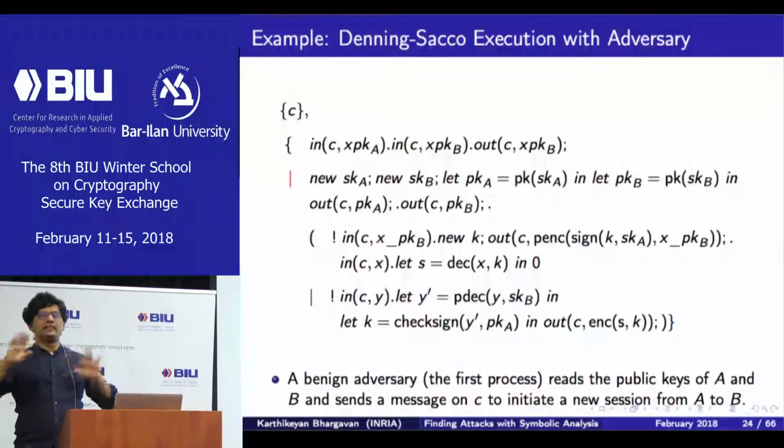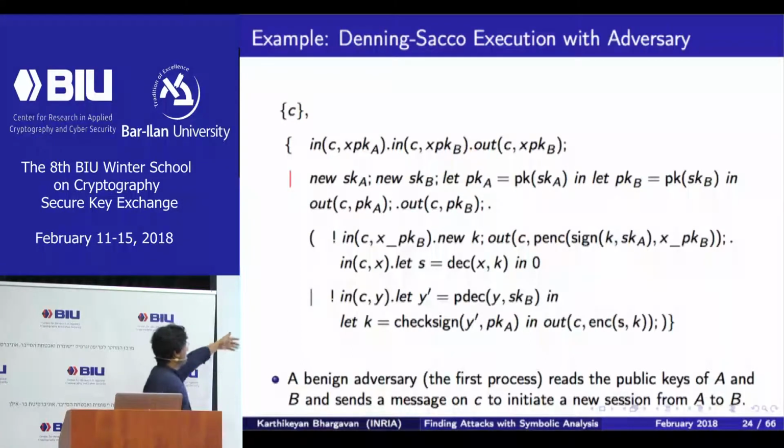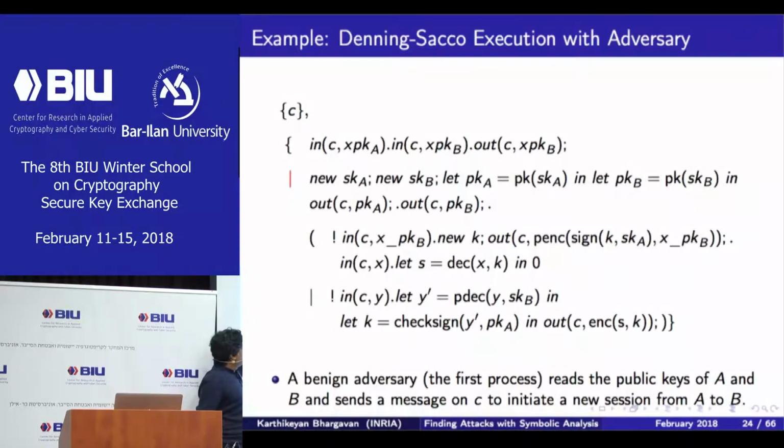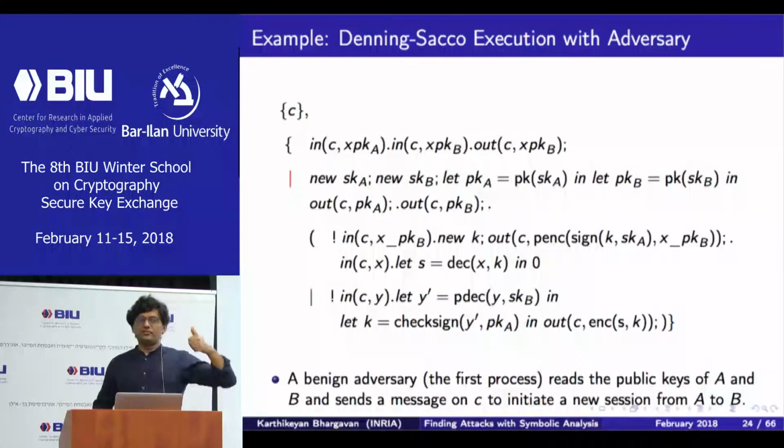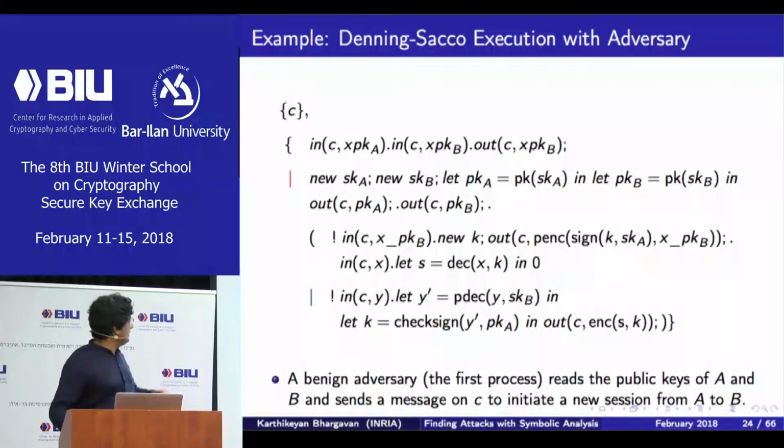Okay? So I'm calling it the adversary because it is the one which is triggering the protocol, but it's actually a very simple and benign adversary. It's not doing anything bad. It's just saying, please start the Denning-Sacco protocol from A to B. And that's what this process is doing up here. It's taking the PK of A, the PK of B, and it's outputting on the channel C, saying, A, please start the process of B. So in the initial configuration of this, there's one public channel, C, which is in the set E, and there is this one big fat process down there, which we have to execute.